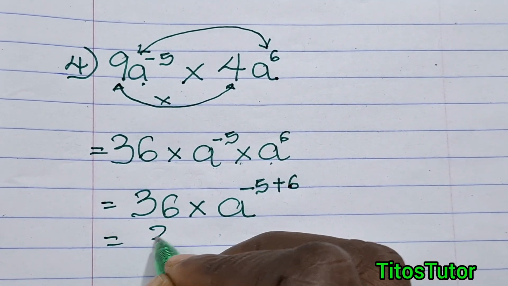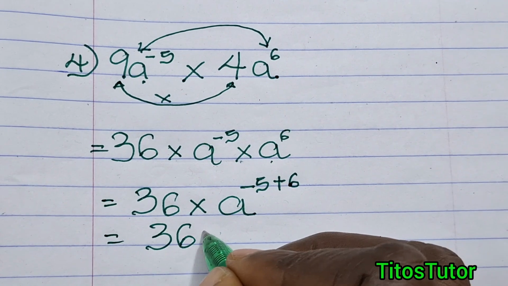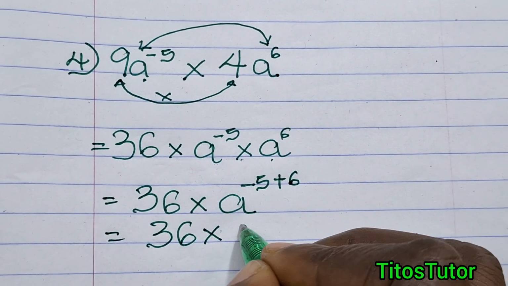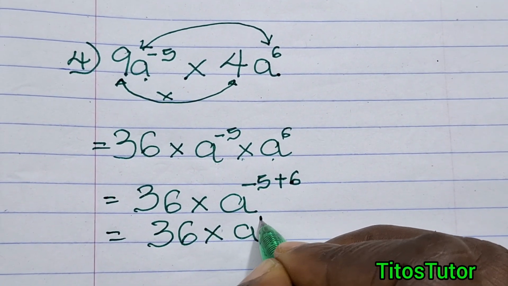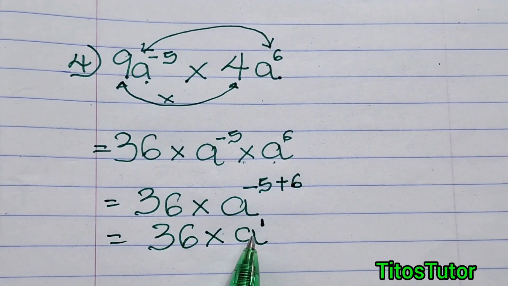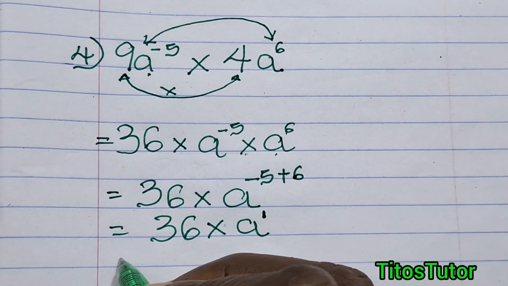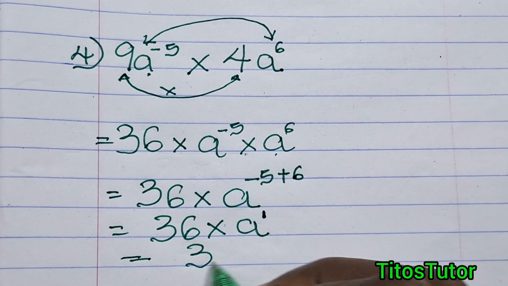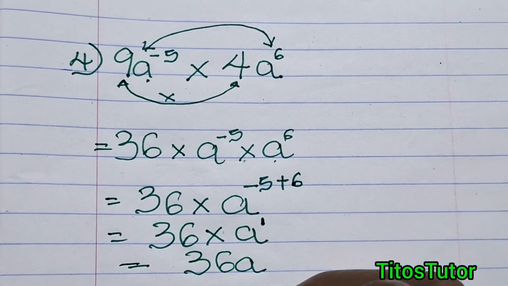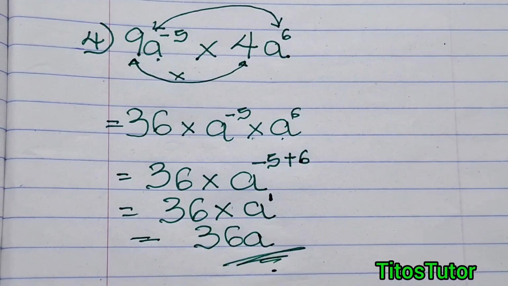This is the same as 36 multiplied by a raised to the power of 1. But in algebra, we don't write raised to the power of 1. A raised to the power of 1 is the same as a. And the final answer becomes 36a. And we are done.